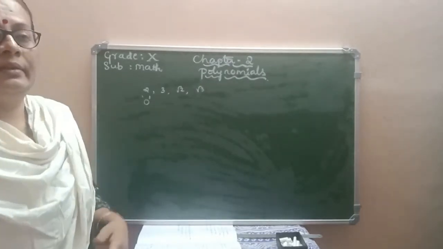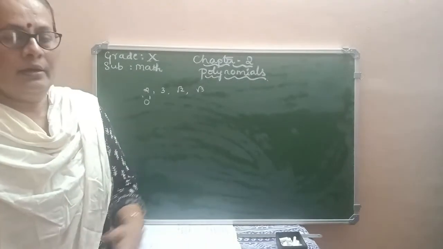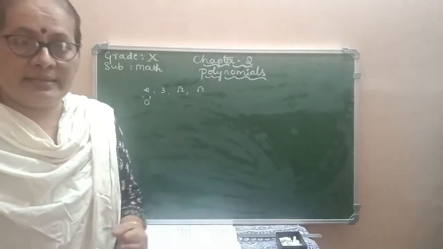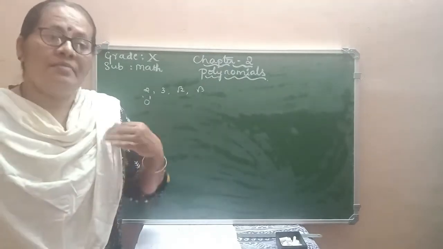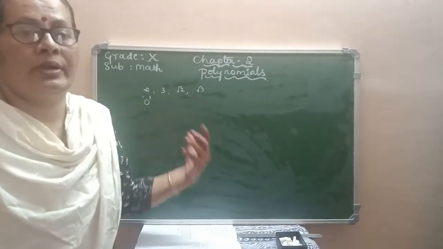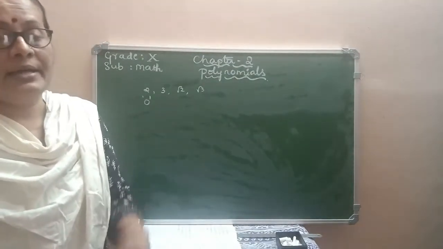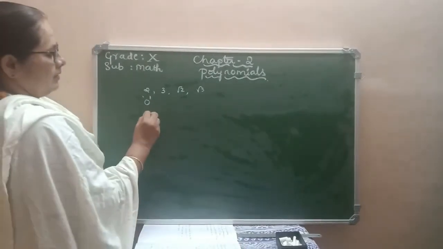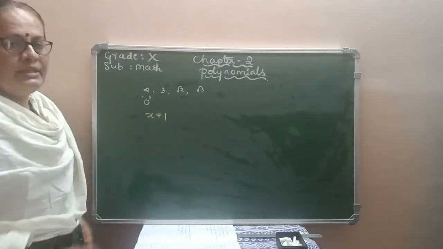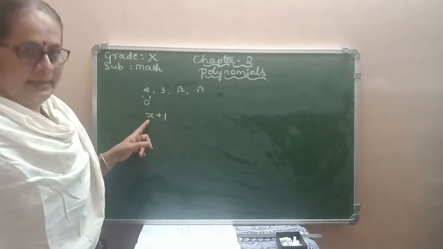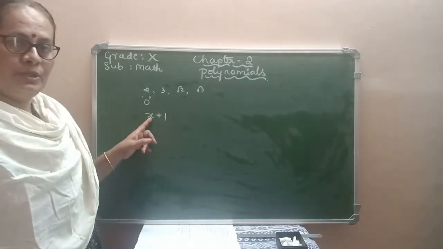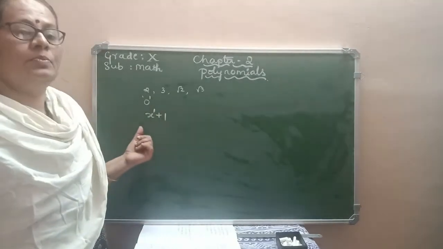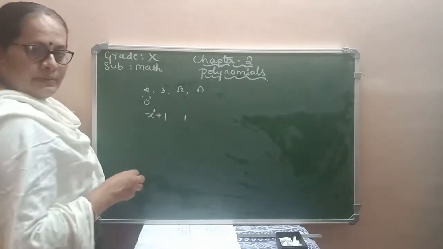Next you learned the degree of the polynomial. What do you mean by degree of the polynomial? That is the highest power of the variable which is involved in that expression. For example, x plus 1. What is the variable over here? x. What is the degree of this variable? 1. So the degree of this polynomial is 1.